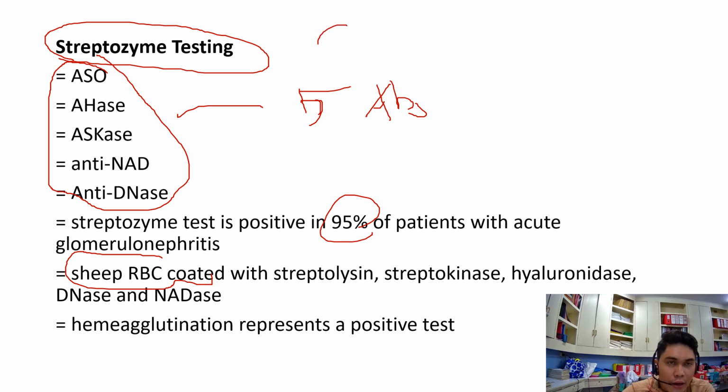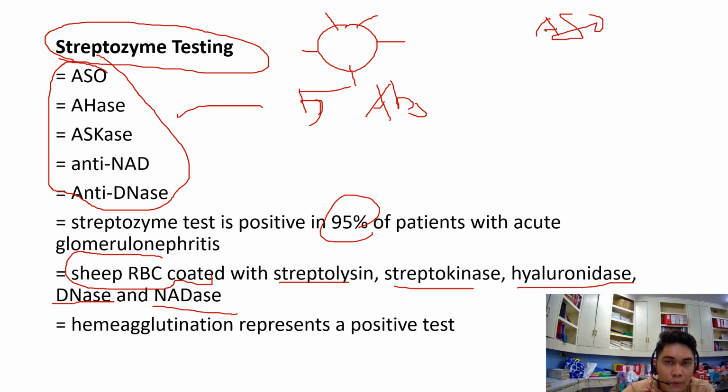So you have your RBC coated with 5 antigens. The 5 antigens are streptolysin O, streptokinase, hyaluronidase, DNase, and NADase. The purpose of this test is to detect 5 antibodies. For example, if the patient's specimen contains ASO, the ASO will react with the SO.